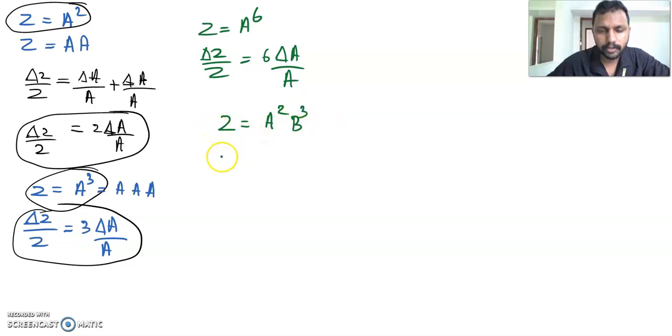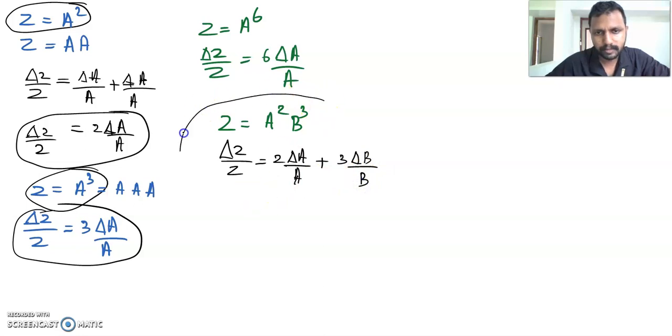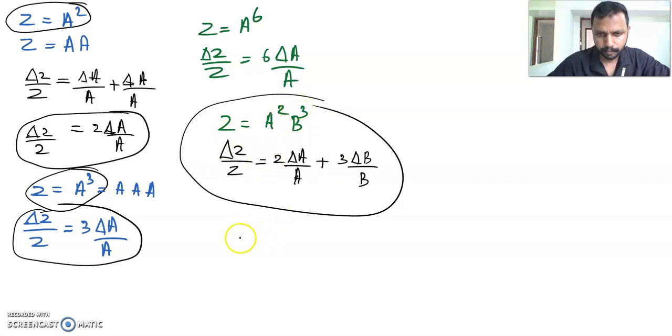Z is equal to a square b cube, means, look carefully, then delta z by z is equal to, if it is a square, it was 2 delta a by a. Therefore, 2 delta a by a plus b cube, means it should be 3 delta b by b. This is the formula for finding out the relative error, if it is z is equal to a square b cube.